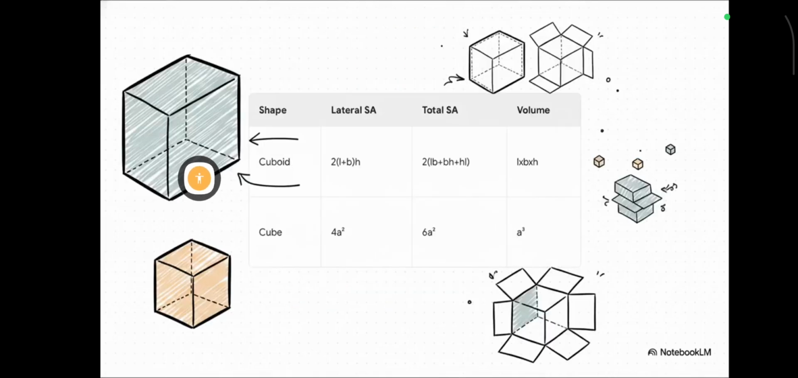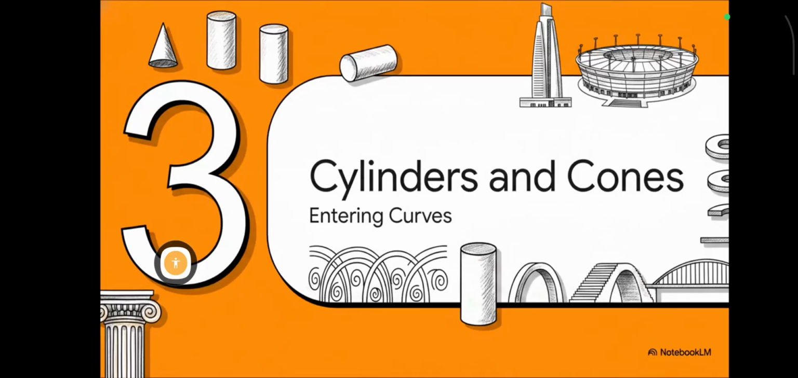So, for a cuboid, calculating the total surface area means you've got to account for all 6 faces. That's the floor, the ceiling, and the 4 walls. But for our perfect cube, the math simplifies so beautifully here. Since every single edge is exactly identical, the lateral wrapper is just 4a squared, the total surface area is 6a squared, and the volume is simply the edge cubed. It's super clean.